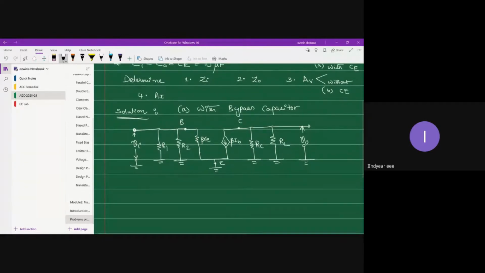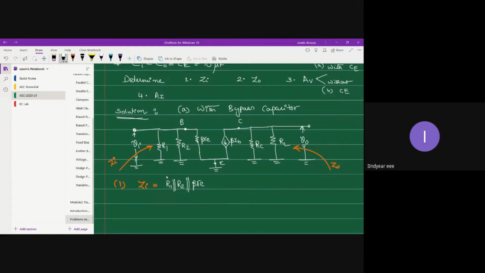Okay. Now, let's start finding out the performance parameters. Zi on the input side, Z0 on the output side. All right. Fine. So first, let us find Zi. Okay. So what is Zi? Zi is the input impedance observed from the input port, right? So when you look into the input port, you see that the three resistors, connected in parallel. They are R1, R2, and beta RE.